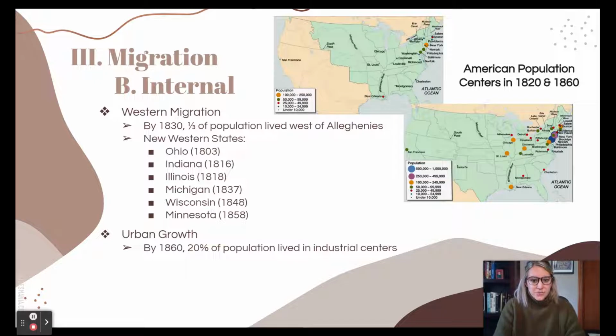Now, besides just international migration, we have internal migration as well. You can see that between 1800 and 1860, we have quite a few new states past the Alleghenies that are joining the nation.